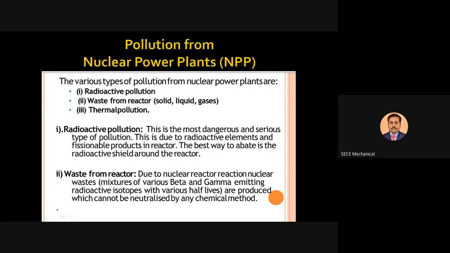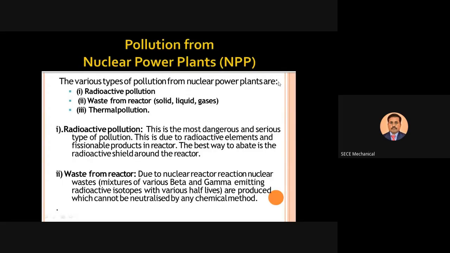So the first one is radioactive pollution. This is one form of pollution from a nuclear power plant. The second type of pollution is waste from the reactor. There are three types of waste that come from your nuclear reactor. One is solid waste, the second one is liquid waste, and the third one is gaseous waste. These wastes come from your nuclear reactor and pollute the environment.